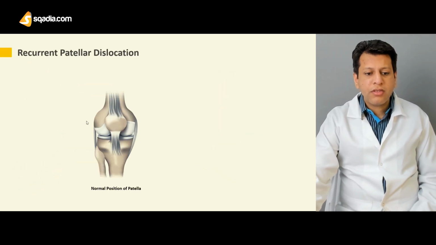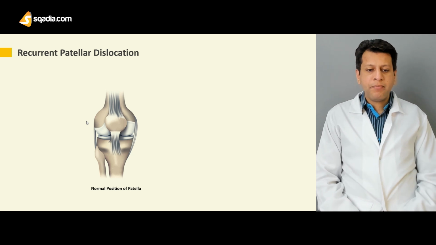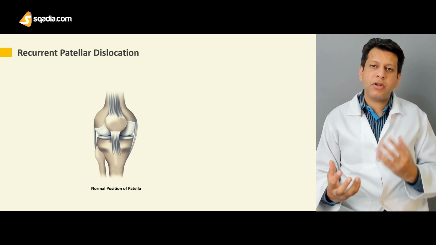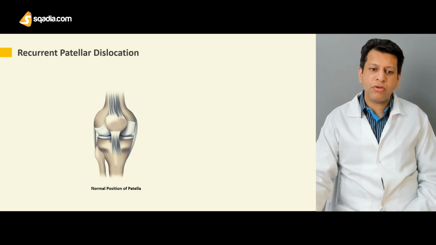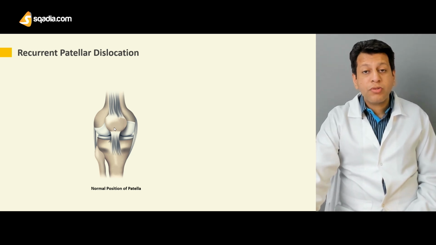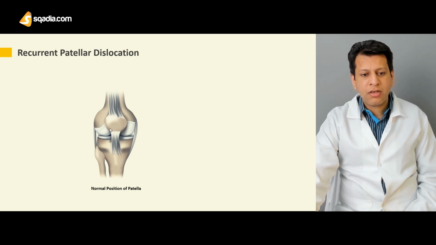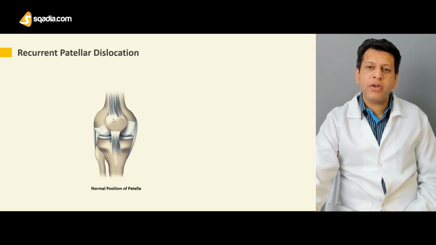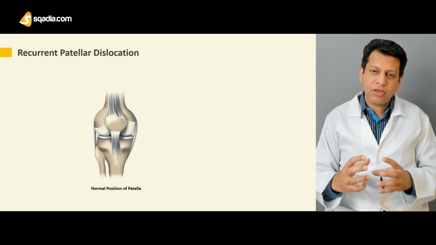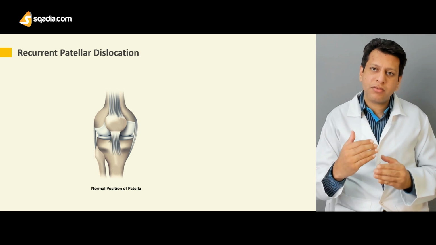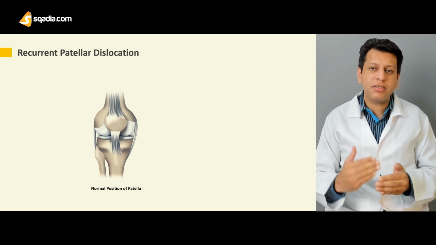So if you see, this is a normal position of the patella. You have the medial femoral condyle and lateral femoral condyle, and it's positioned over the trochlear groove. And as you know, the patella is a sesamoid bone. That means on three sides it is situated within the patellar tendon. You have this, and then you have the quadriceps tendon over the top of it. So once it's inside the tendon, it cannot move unless there is a problem with these tendons and ligaments as well.